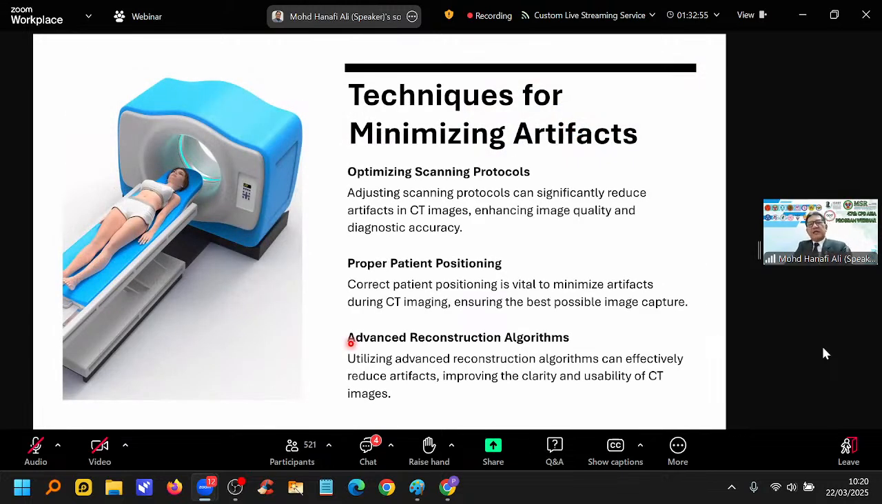And techniques to minimize artifacts. Artifact is another thing we have to consider. In those days we had problems with artifacts and had to adjust patient positions. At that time we didn't have software to eliminate them, and nowadays we do. But we really have to know a few things about artifacts. Here we have to optimize the scanning protocol. First thing, proper patient position.